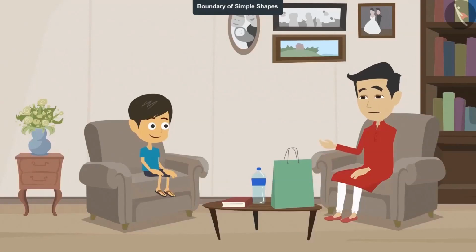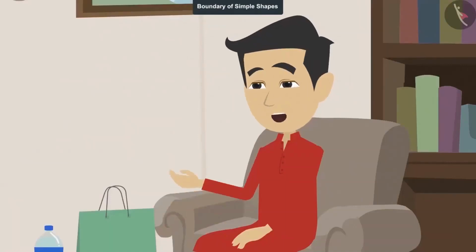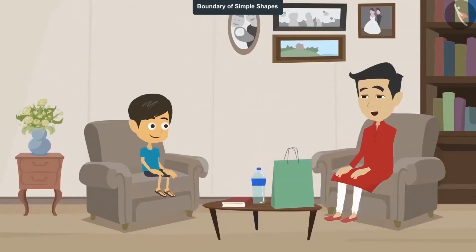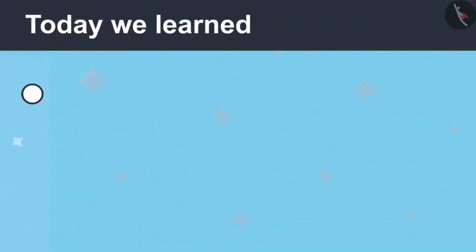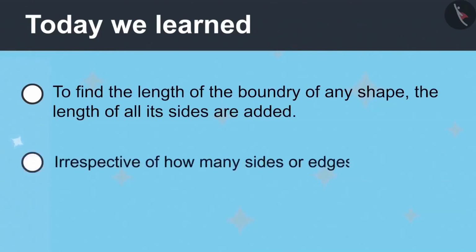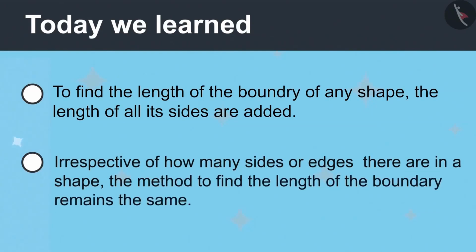You are right, Rayansh. Now you have learned how to calculate the length of the boundary. Now you can help those people in the village who do not know how to measure the length of the boundary. Today we have learned that to find the length of the boundary of any shape, the lengths of all its sides are added. And irrespective of how many sides or edges there are in a shape, the method to find the length of the boundary remains the same.